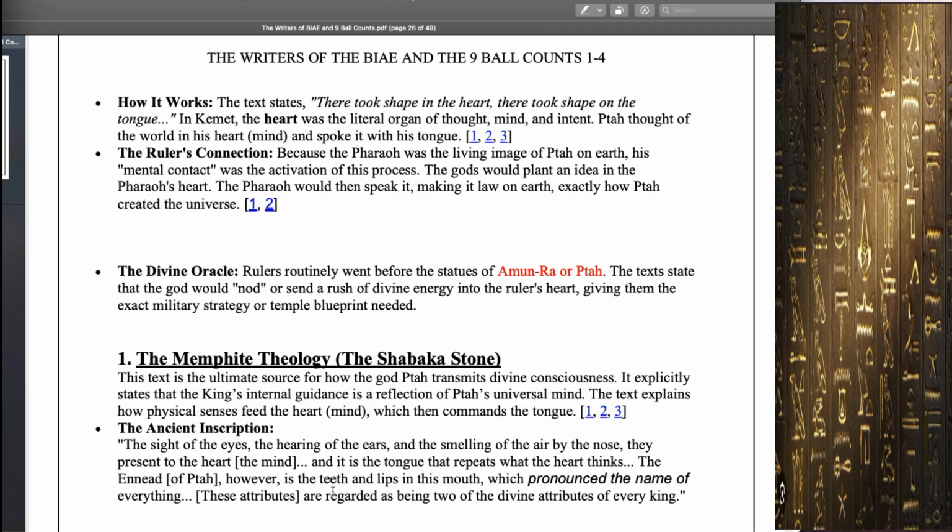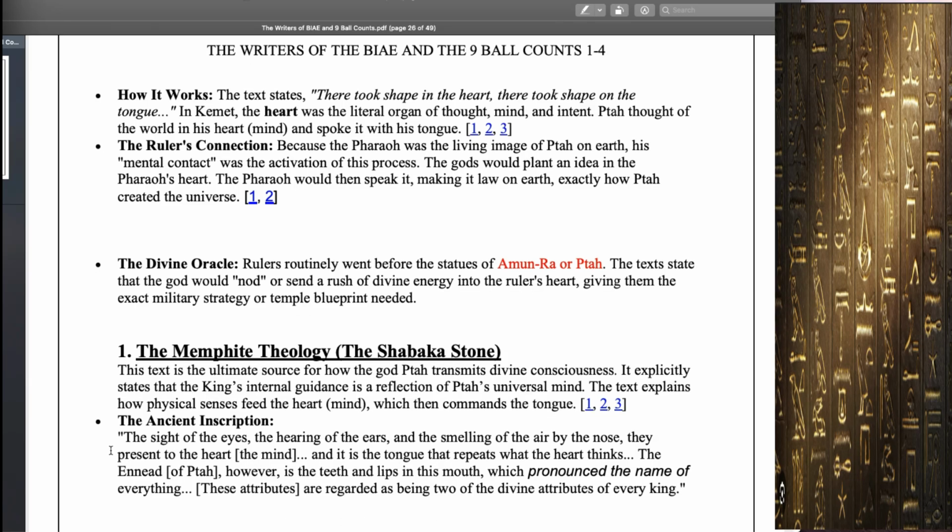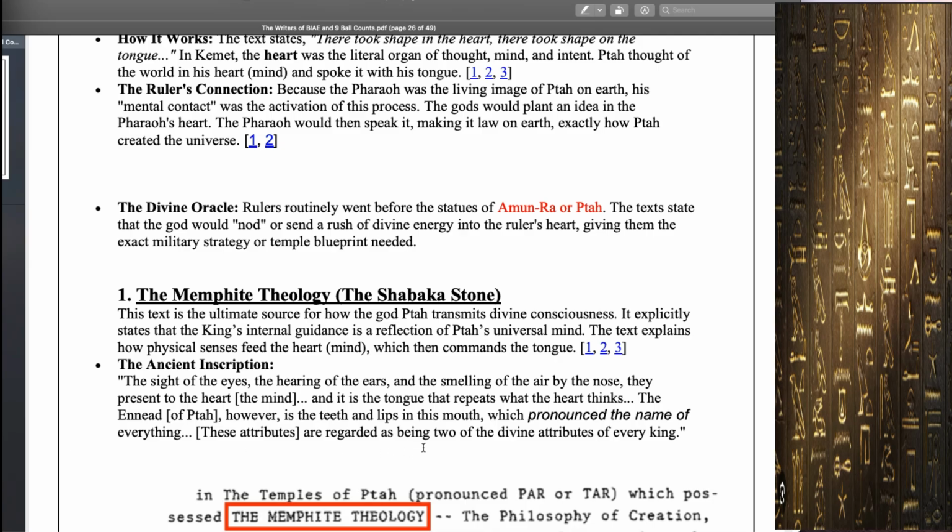And they're saying that they are the teeth and lips in this mouth, which means that all those orbs had a part to play in not only what happened on planet Earth, but also with each other in the beginning, because there's life on all of those orbs, and they intervene in each other's lives, the beings that are within them. Okay. All right. These attributes are regarded as being two of the divine attributes of every king.